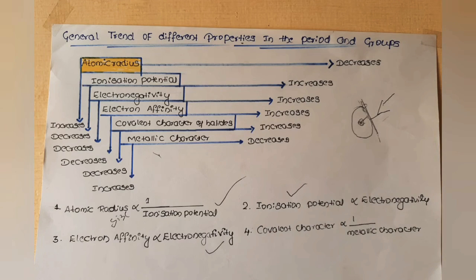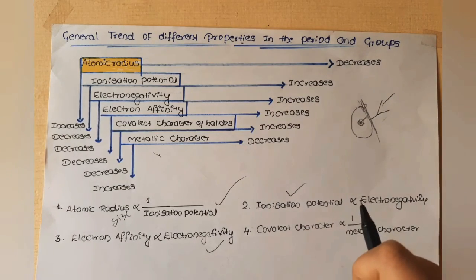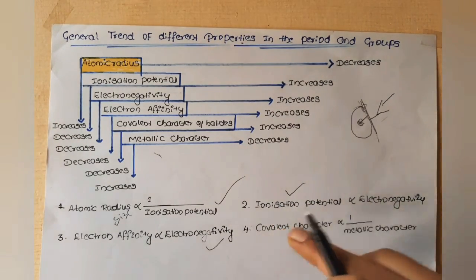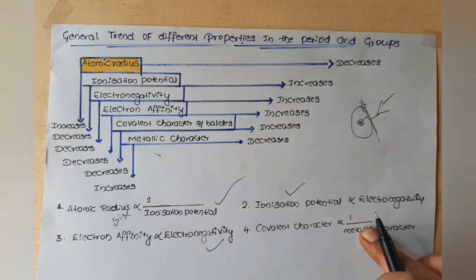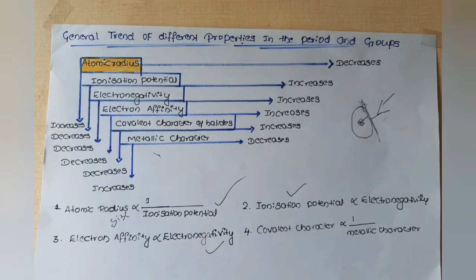Now, how are the covalent character and the metallic character related? They are inversely proportional to each other. More the covalent character, the stronger the electrons are held. No free electrons are present. Obviously, metallic character decreases. Lesser the covalent character, more will be the metallic character. So this is how the trends are related with each other. And one point you might have observed here: each and every property depends on what? It depends on the atomic radius, or I could say the size.